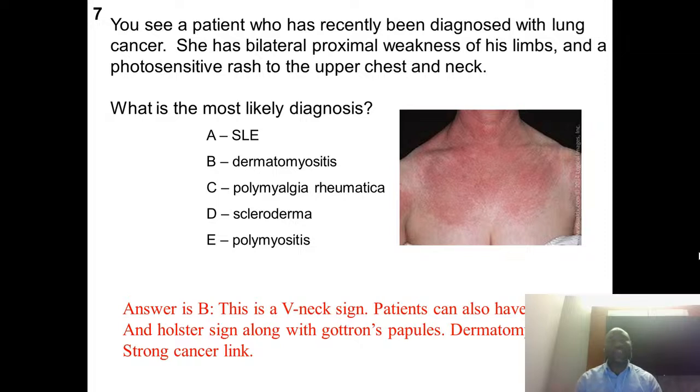There are other signs you can get with the rash of dermatomyositis. You can get the shawl sign when it extends to the shoulders. You can get the holster sign when it's on the lateral aspect of the thigh. And Gottron's papules, classically, you get on the proximal interphalangeal joints, overlying the dorsum of the skin, and you can also get them across the metacarpophalangeal joints, on the dorsal aspect of the skin.